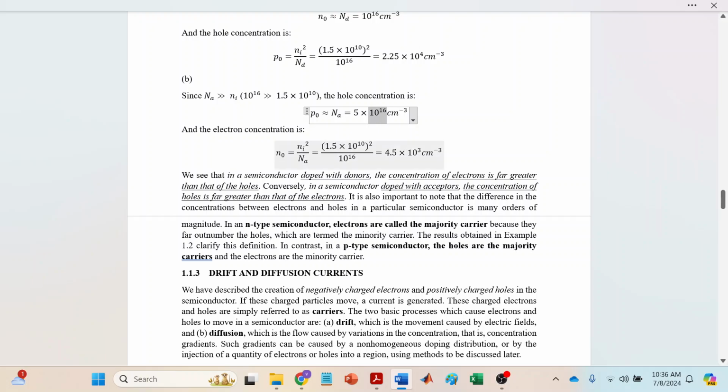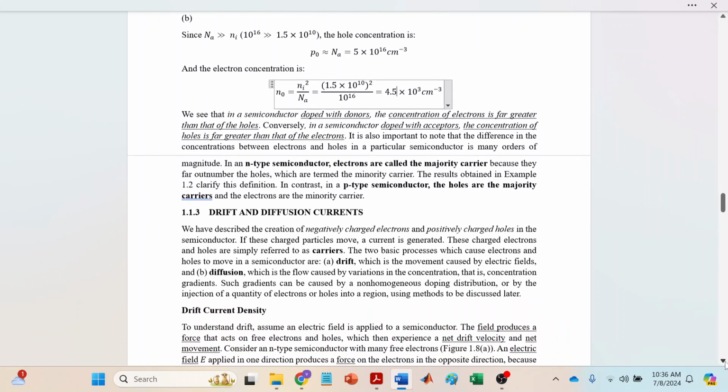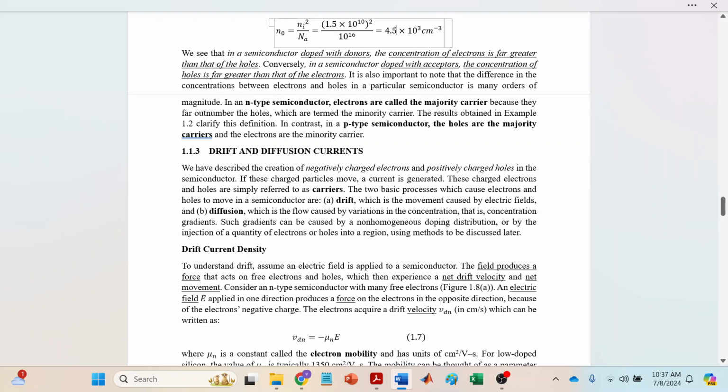So this 10 raised to power 16, 10 raised to power 3, this 10 raised to power 16, and 10 raised to power 4. So in an n-type semiconductor doped with donor impurities, the electrons are the majority carriers, and in a p-type semiconductor doped with acceptor impurities, the holes are the majority carriers, while the electrons are the minority carriers.